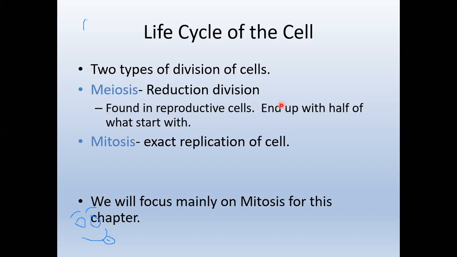Cells have to multiply. That's really kind of a no-duh. There are two ways that cells can multiply. We can either get a cell replicating and forming an exact copy, or we can have a cell replicate, multiply, and not have an exact copy.